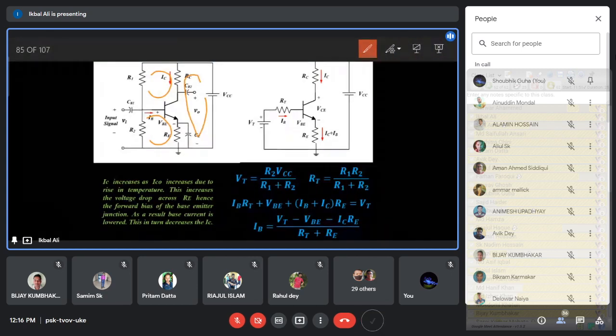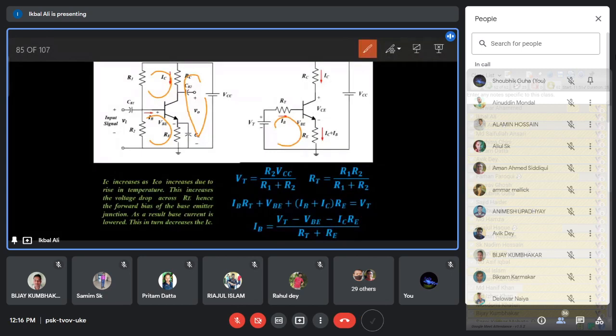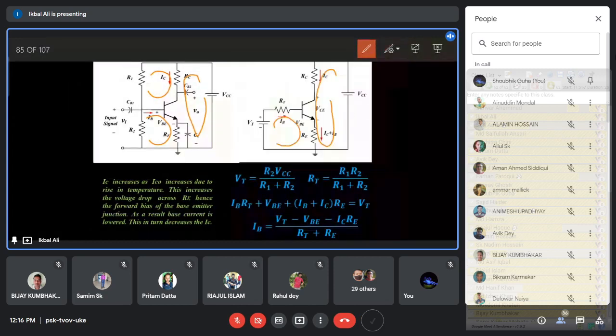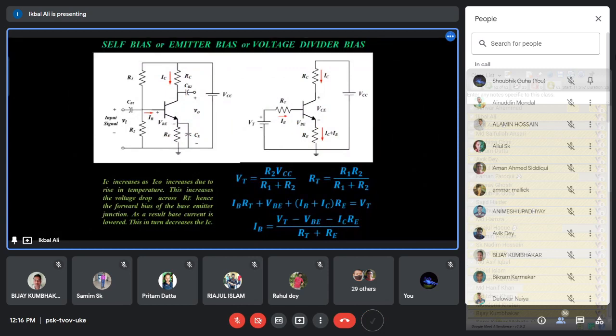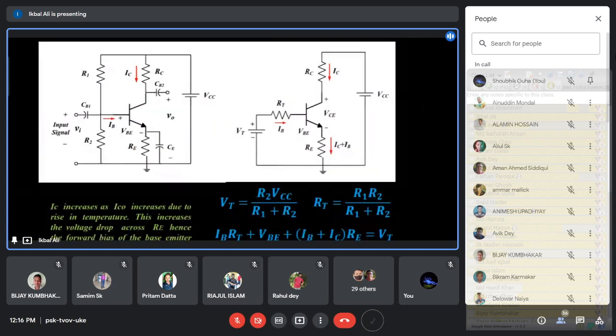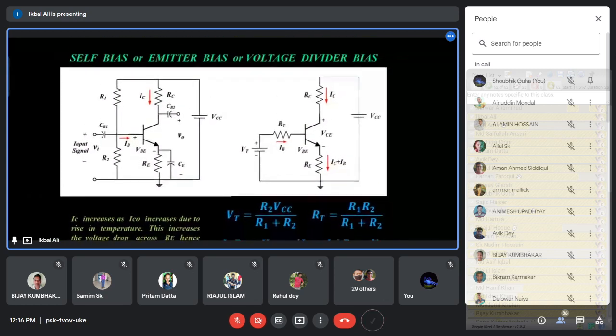We have simplified it. Now you only have two mesh equations. That is, this is one mesh and this is another mesh. I hope that you have learned mesh analysis in the circuit theory class. So this is your equivalent circuit. Now we will apply mesh analysis to this circuit.